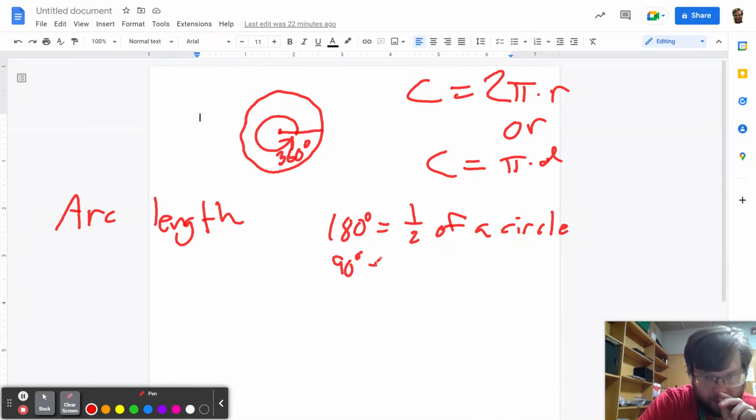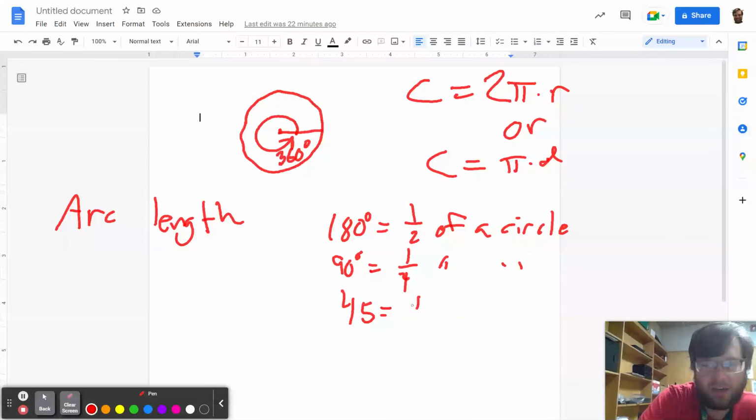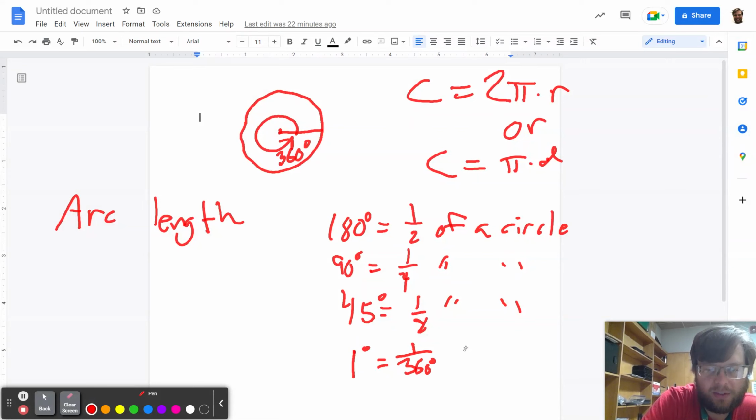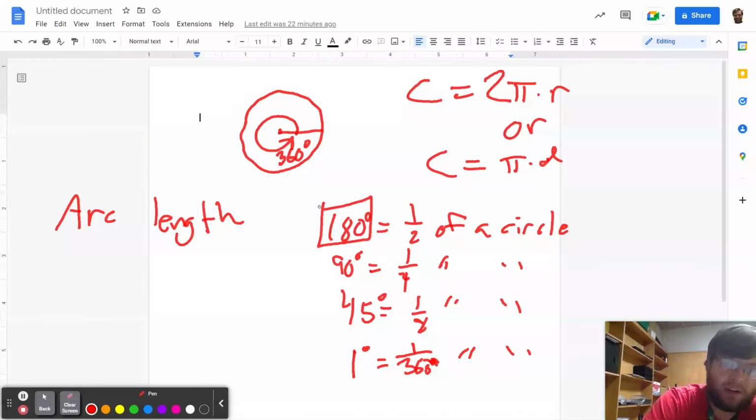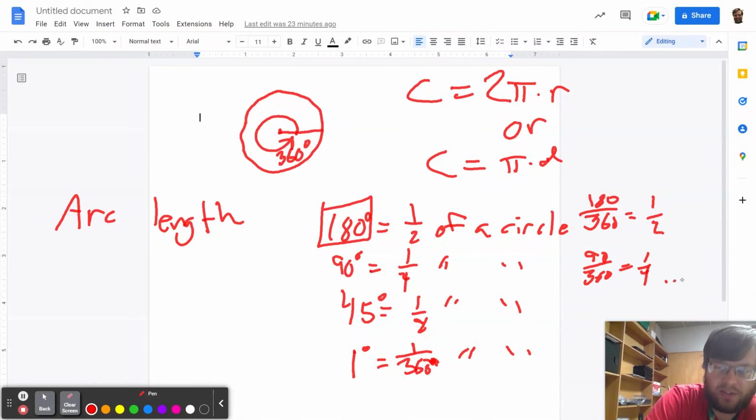Similarly, 90 degrees is one fourth of a circle. 45 degrees would be half of that. That'd be one eighth of a circle, etc. And if you work all the way down to 1 degree, you see that 1 degree would be 1/360th of a circle. In general, what we're really doing is we're taking each angle measure and dividing it by 360. 180 divided by 360 is one half. 90 divided by 360 is one fourth, etc., etc.